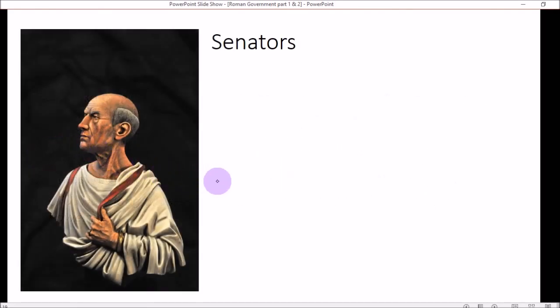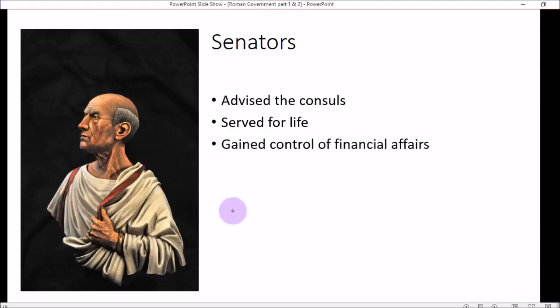This is a painting of what a senator would have looked like. His bald head. But anyway, the most important thing is the robe with the red outlining here. You can always spot a senator with that kind of clothing. Some things about them: they advised the councils, the leaders. They served for life, which made them powerful. And they had control of financial affairs.